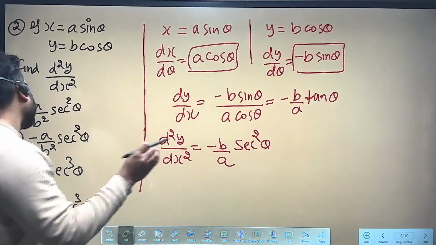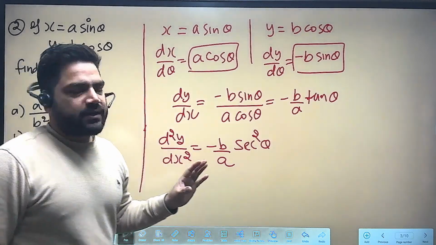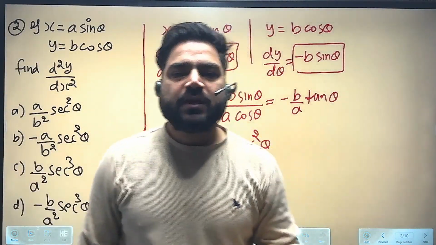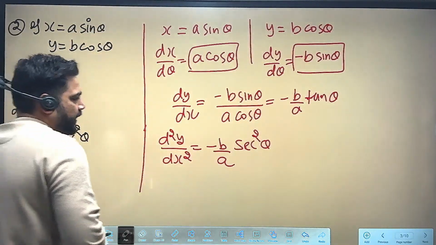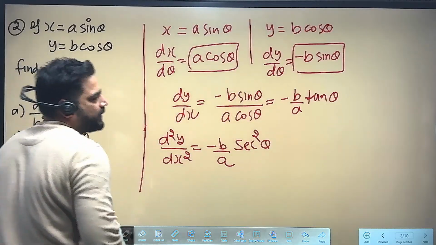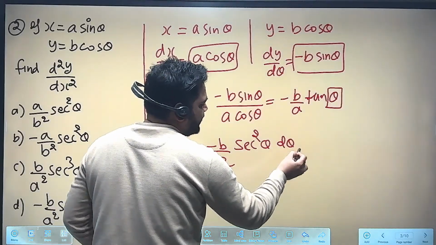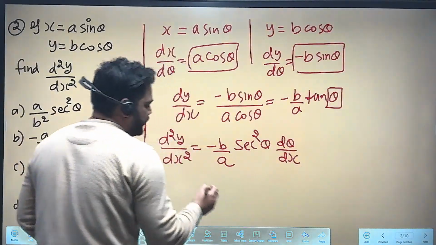Most students will say that this is the answer, and they will go for which option? Oh, no option is there. But in the exam what they can do, suppose from option number A we remove this square part, so this will match with this, but this is not the correct answer. Because what we need to do is, minus b by a is constant, tan theta derivative is secant square theta, but we have to do the derivative of theta, that is d theta by dx. So this is the most important thing that you need to remember.